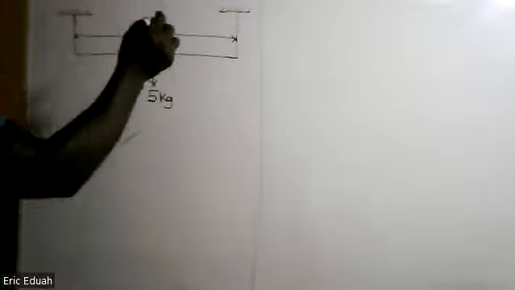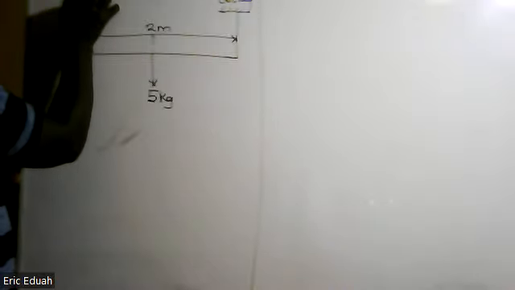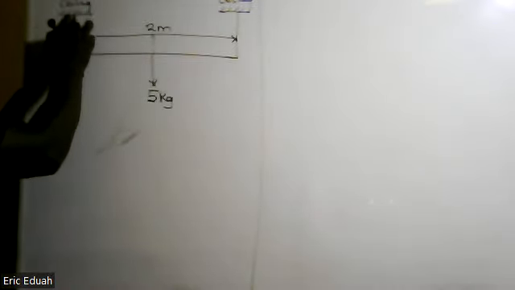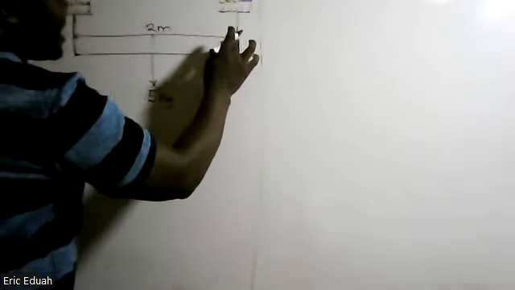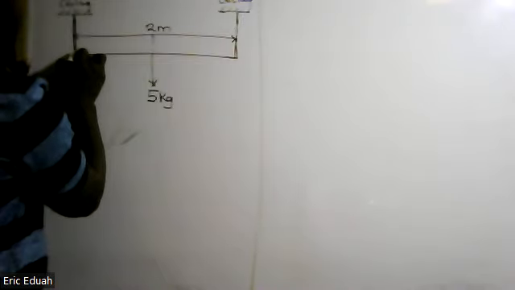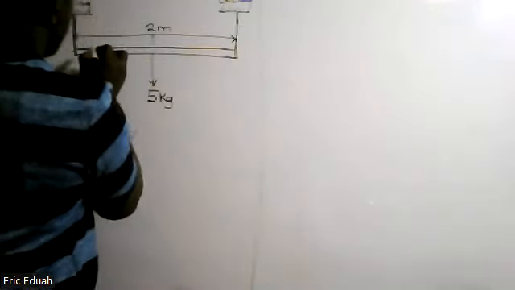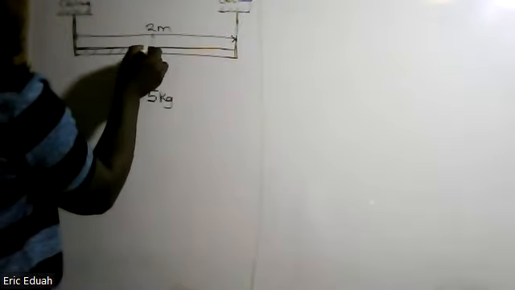Okay. So this rod of length 2 meters is suspended by strings to the ceiling. So this represents the ceiling to which the rod is connected. We are told that it is suspended by strings, so these straight lines to the ceiling represent the strings holding the rod. This is the rod, a uniform rod.